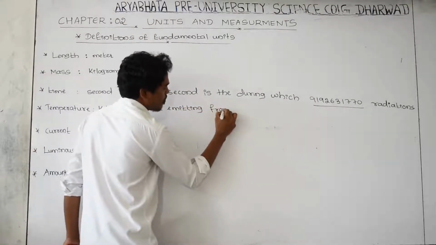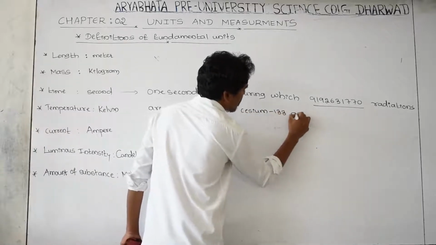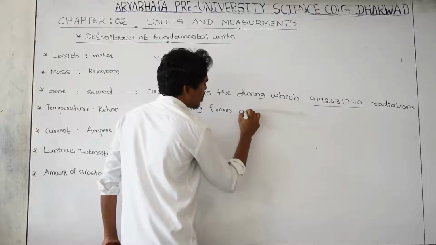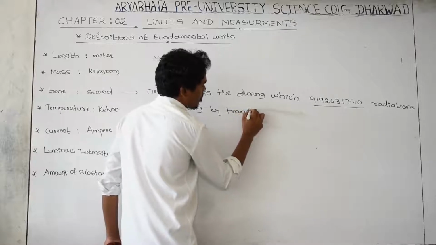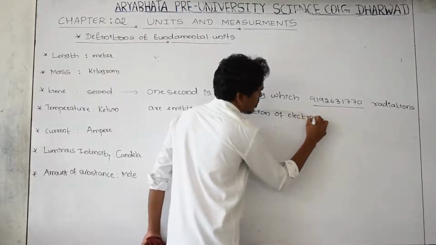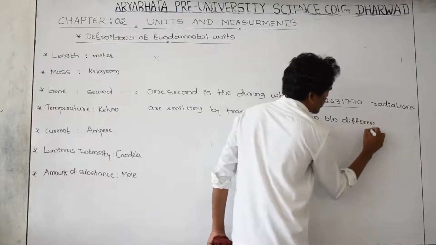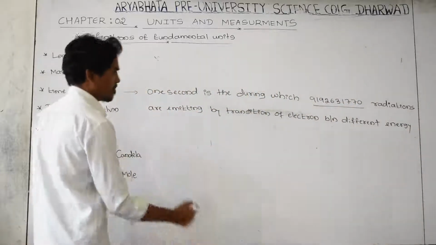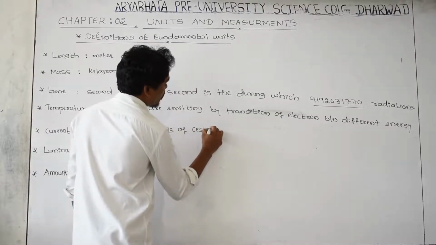from cesium 133 atom, emitted by transition of electron between different energy levels. Different energy levels of which atom? Cesium atom. Different energy levels of cesium 133 atom.